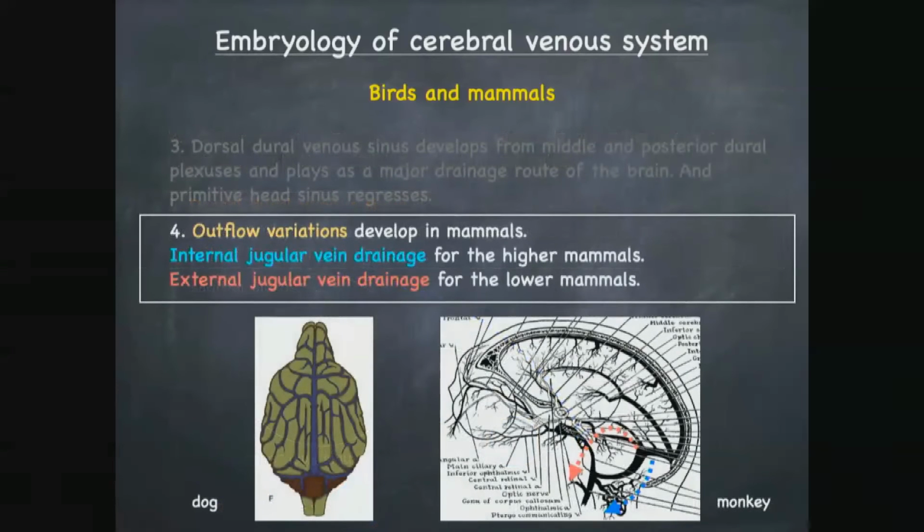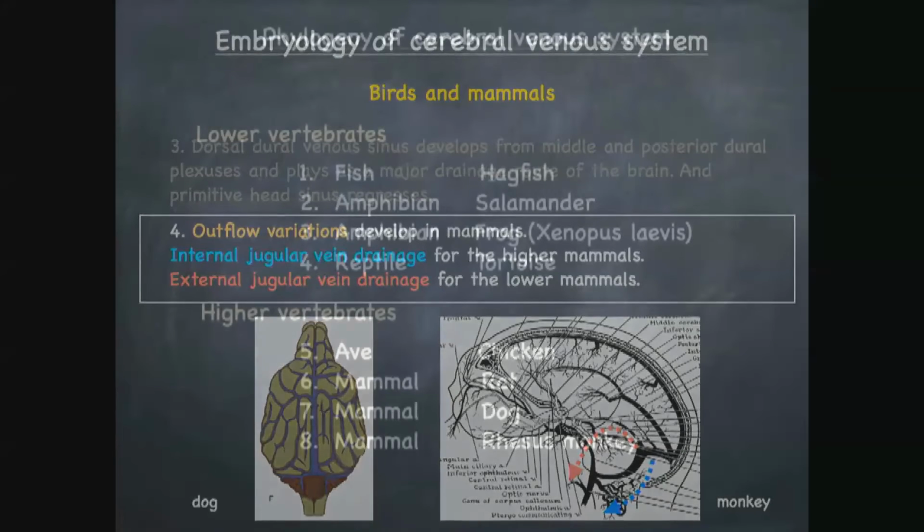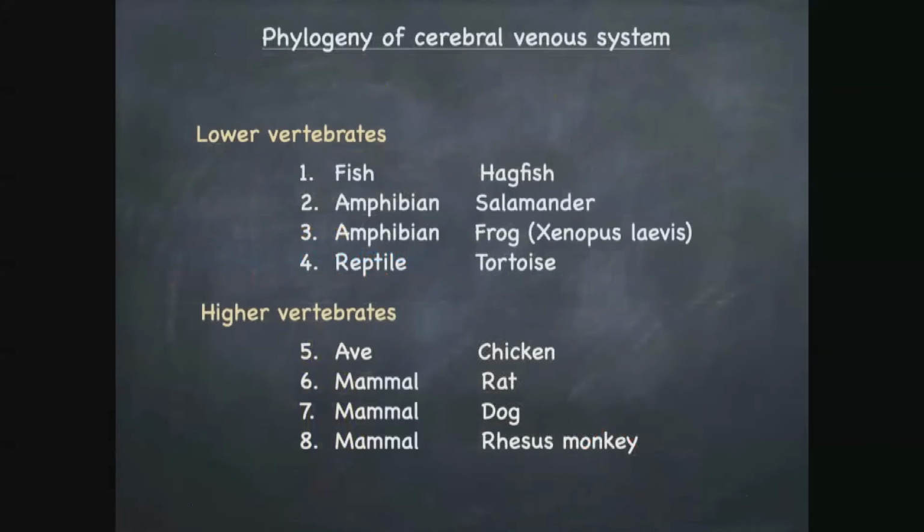And finally, an outflow variation developed in mammals. For the higher mammals, they drain mainly into the internal jugular vein. For the lower mammals, they use mainly the external jugular vein. Only man uses the internal jugular veins. So I'd like to illustrate the lower and higher vertebrate venous systems.